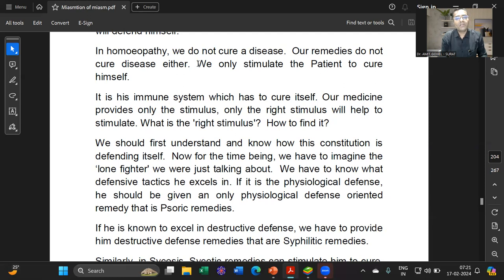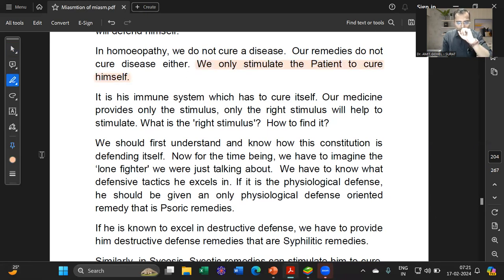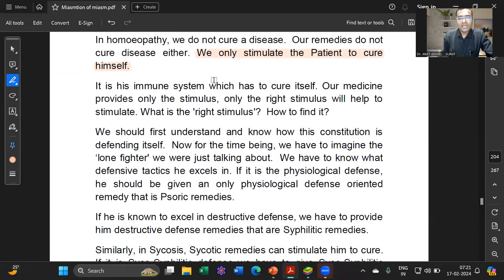So this is a very important aspect of understanding, what Kent also said about this. We do not cure. We just have to stimulate the patient, and the patient himself is curing. It is his immune system which has to cure itself. Our medicines provide only the stimulus. Only the right stimulus will help us to stimulate. And what is that right stimulus and how to find it?